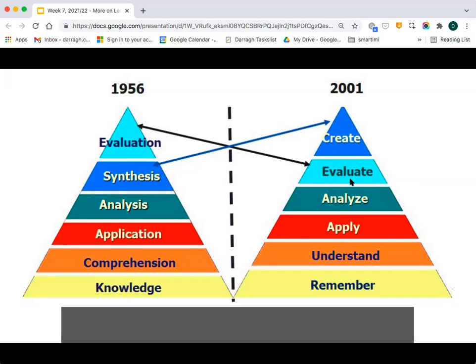The task is to evaluate something. So create is top of the table. And this revised taxonomy is what is used nowadays, really, compared to the older one. Just more straightforward, more applicable, more appropriate, I guess.